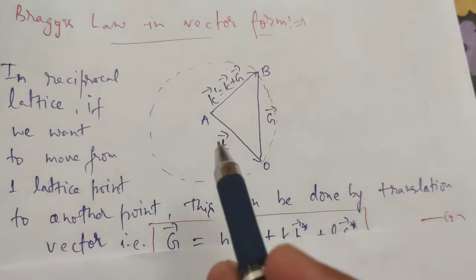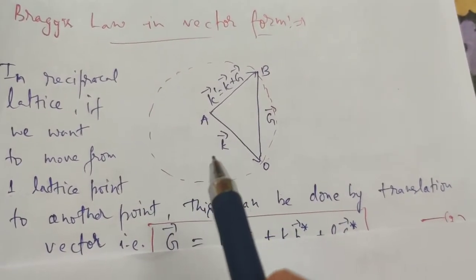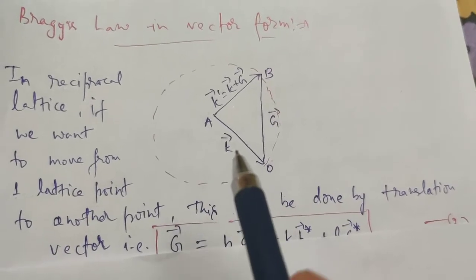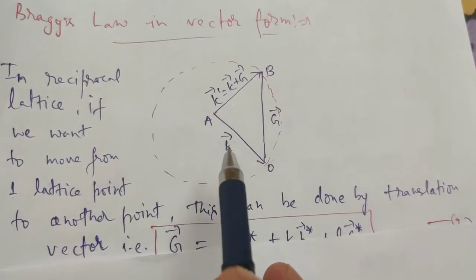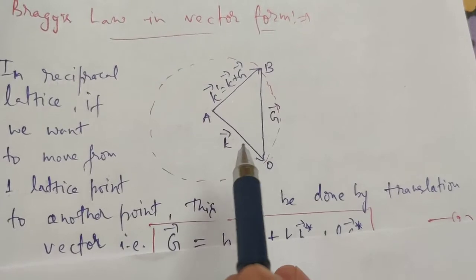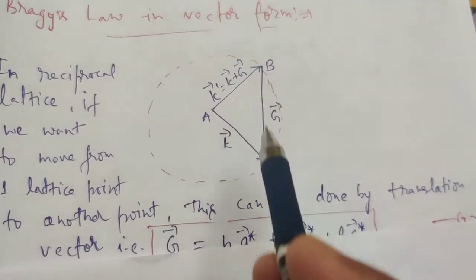So since this is 1 upon lambda, if you multiply it by 2 pi, the 2 pi upon lambda is nothing but your wave vector. So this is your wave vector k, and this is your reciprocal lattice vector, this is G.